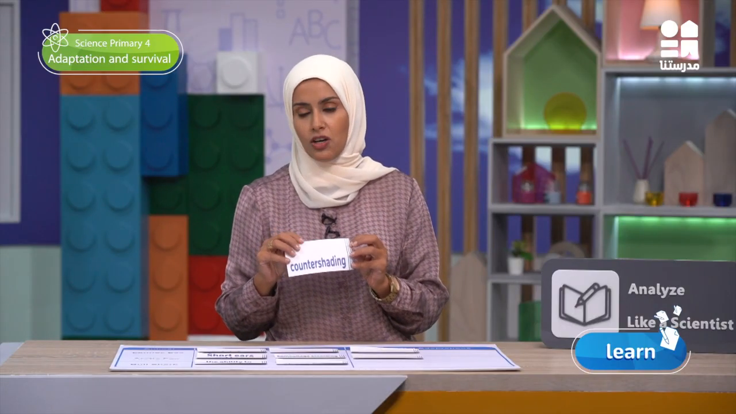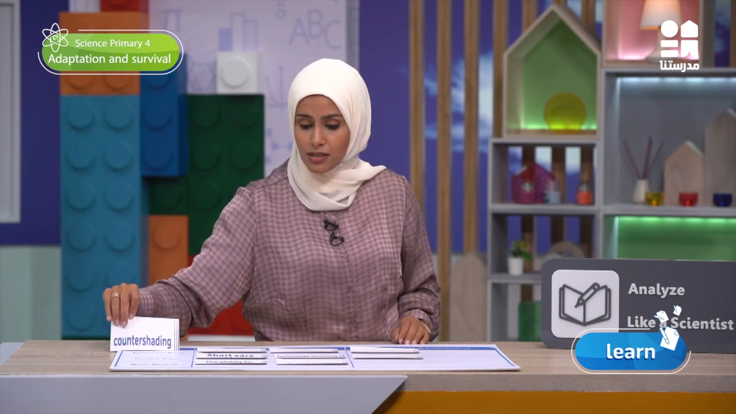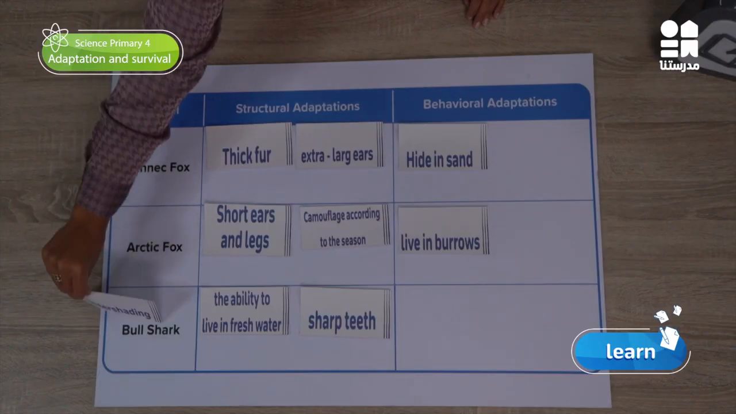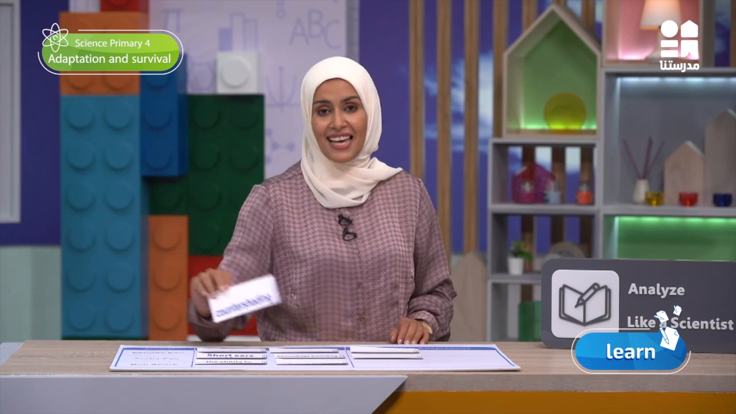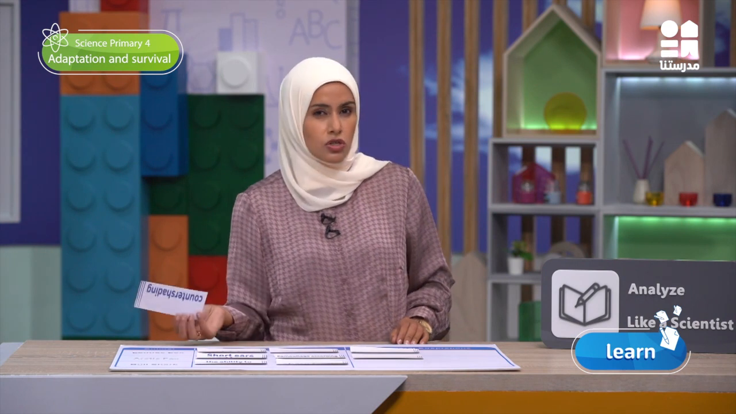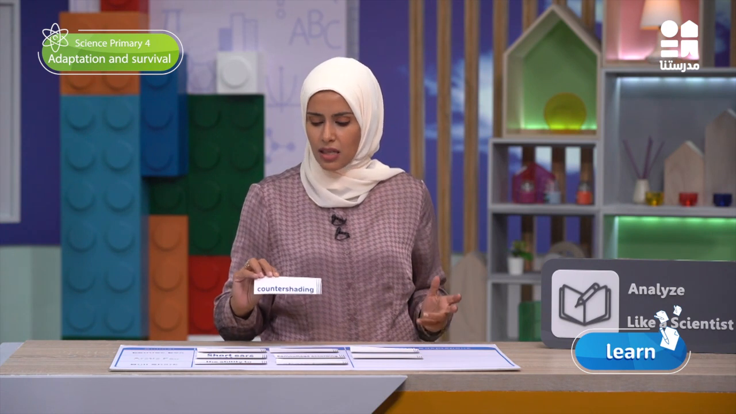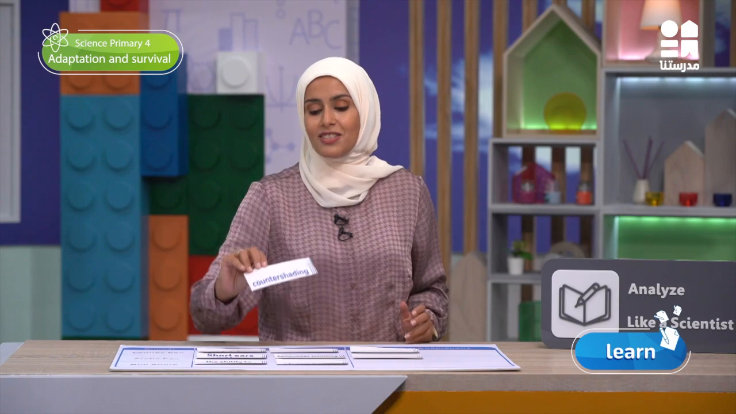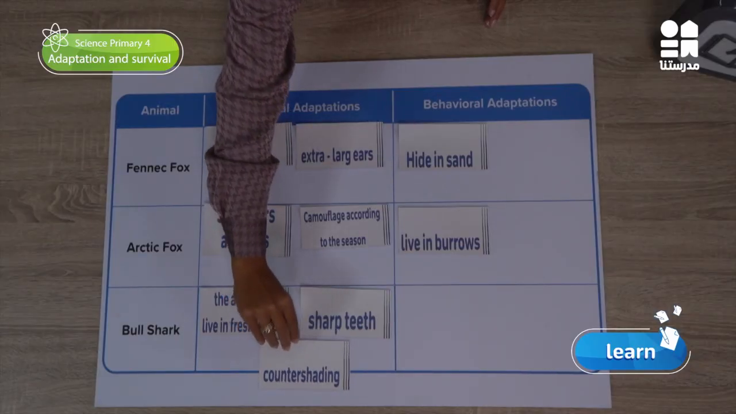This counter shading card will go for Fennec Fox, Arctic Fox, or bull shark. Yes, it goes for the bull shark. The bull shark can do this amazing counter shading, which is structural or behavioral? I'm really confused. I think counter shading helps it to camouflage, so it's structural adaptation.